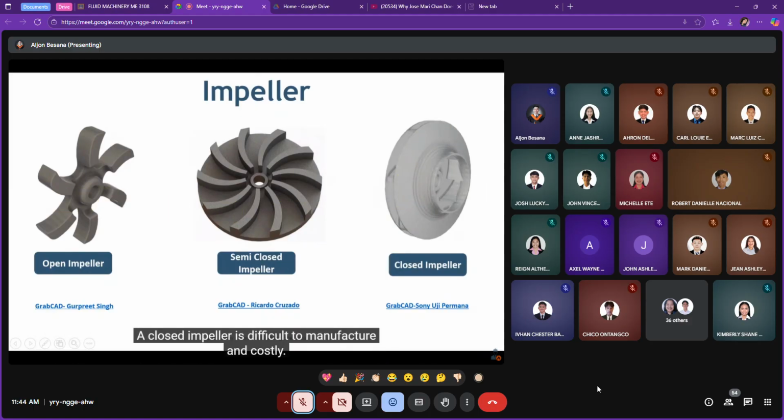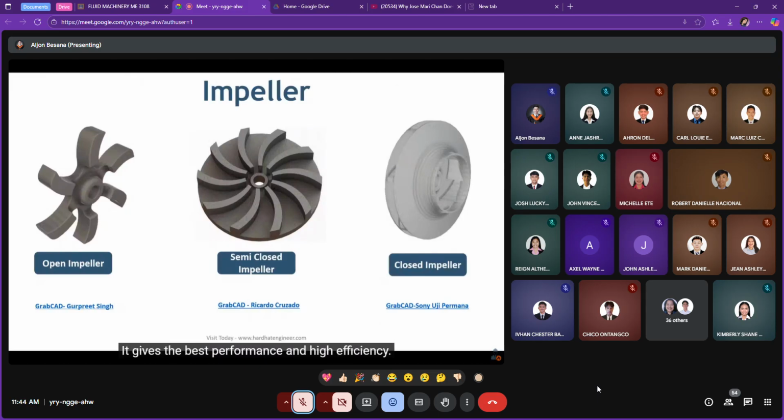A closed impeller is difficult to manufacture and costly. It gives the best performance and high efficiency. It is used with clear liquid and cannot be used in the liquid with suspended particles.